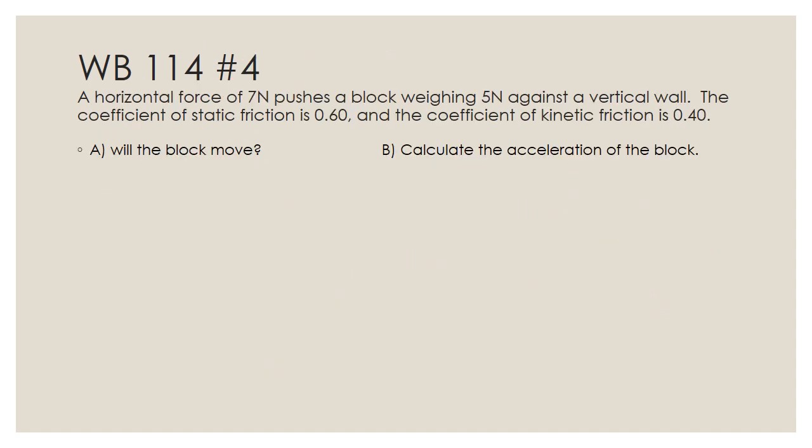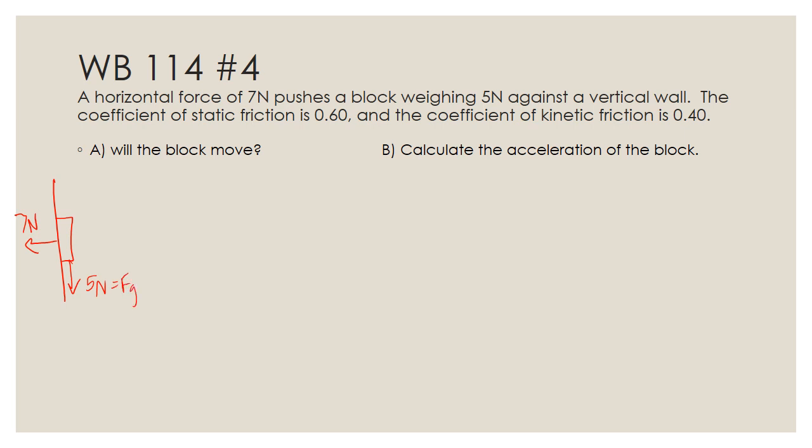And last problem I think we're going to do is this 114 number 4. We are using a horizontal force to push a block against a vertical wall. So the wall is like this. It'd be nice if that were a little more vertical. And we've got a horizontal force pushing it against the wall. So that's our 7 newtons. And the block weighs 5 newtons, so that's our down force here, force of gravity.